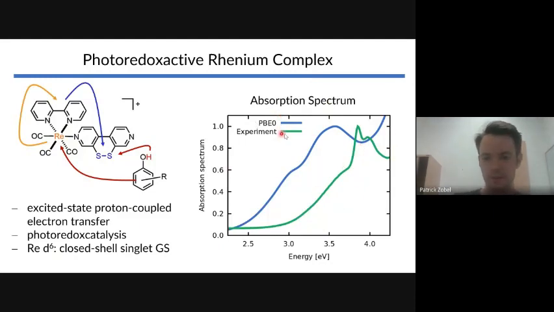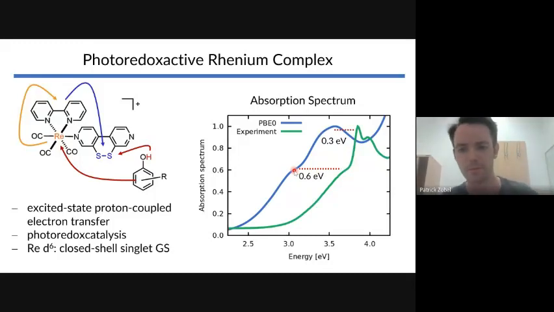So here you see in green the experimental absorption spectrum. It has this band here and then this double peak. We also have this shoulder from the band here, and we don't have the double peak here. But if we look at how far away we are in energy from experiment, we see it is already quite a good description, only 0.3 to 0.6 electron volt difference from experiment. So it seems like PBE0 can give a good description of the excited states.